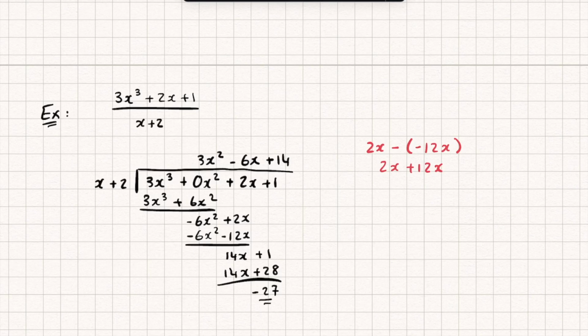And you can see we have a remainder of negative 27. And the way we can write this is by saying x plus 2 divides into this cubic by this quadratic here. So we can write that down. We get 3x squared minus 6x plus 14. But then we've got that remainder term, so minus 27 over x plus 2.